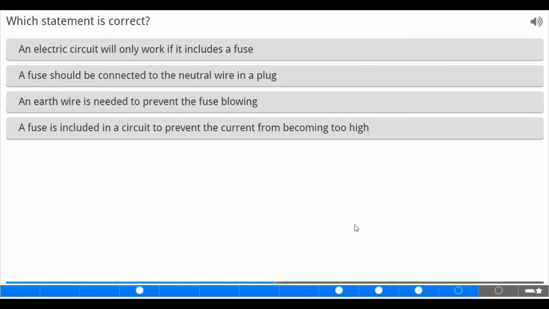Now, which statement is correct? An electric circuit will only work if it includes a fuse. That is wrong. That's a no. A fuse should be connected to the neutral wire in a plug. That is a no. An earth wire is needed to prevent the fuse blowing. That is also incorrect. A fuse is included in a circuit to prevent the current from becoming too high. Yes, that is correct.